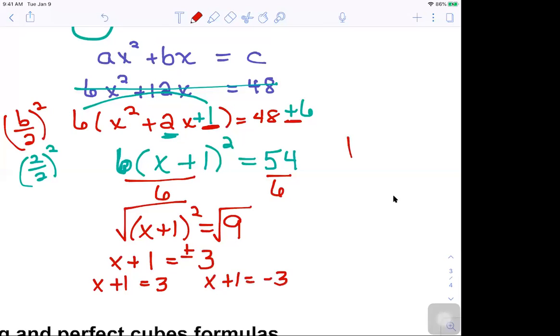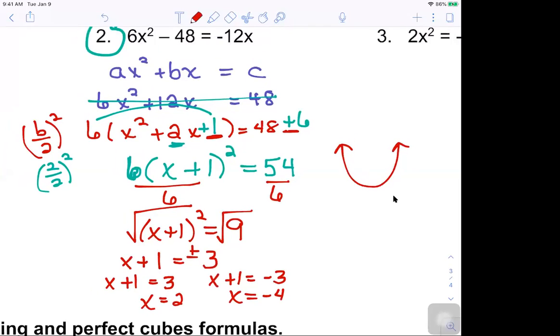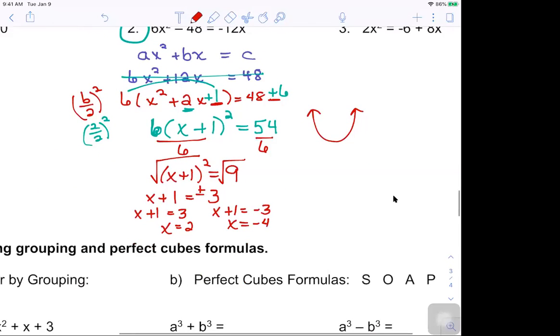Remember, this graph is a parabola. So it has a left and a right side. It's going to have an answer on the left and the right. So one answer is a 2, and then the other answer would be a negative 4. Questions on that process? Okay. Again, this is something that we will continue to talk about and go over. We'll do a quick review every time we approach the concept again.